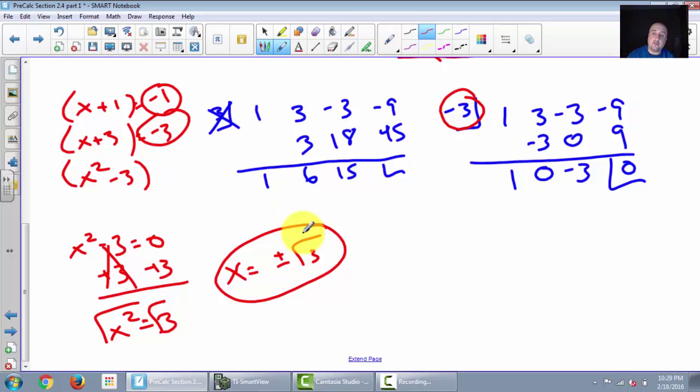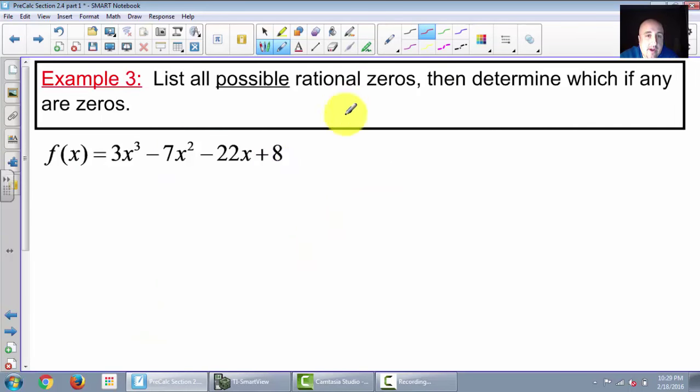Now, it's pretty tough, I know. It takes a long time, but I think you can handle it. All right? So, let's move on to the last one that we'll worry about. It says list all possible rational zeros, and then determine which ones are zeros. So let's find our p's and q's.